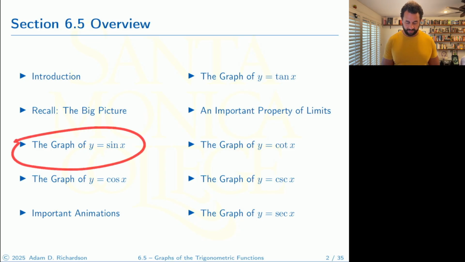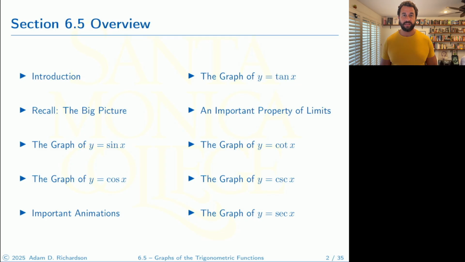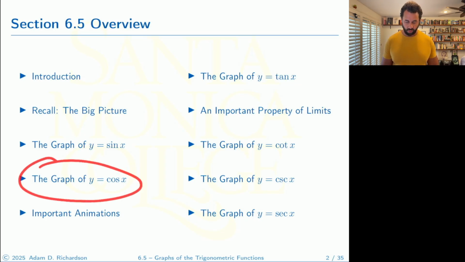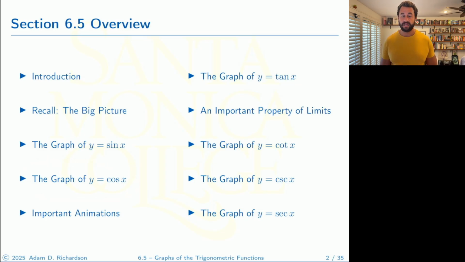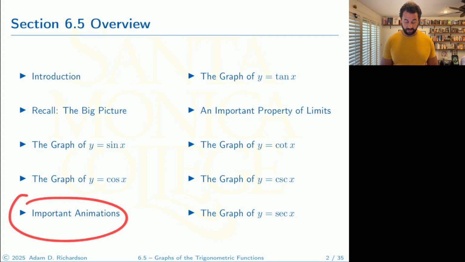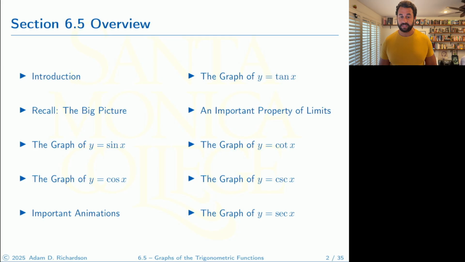Then we're going to look at the graph of y equals sine of x. We're going to look at the graph of y equals cosine of x. Then we're going to take a look at a few important animations. I feel like these animations just really hammer home exactly why the graphs of these functions look the way they do. And I think it'll really show you why these things are related to waves and wave patterns and so on. Then we're going to look at the graph of tangent of x.